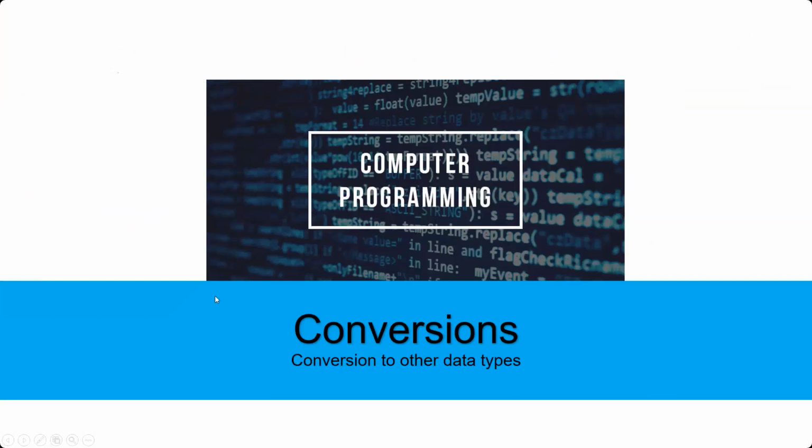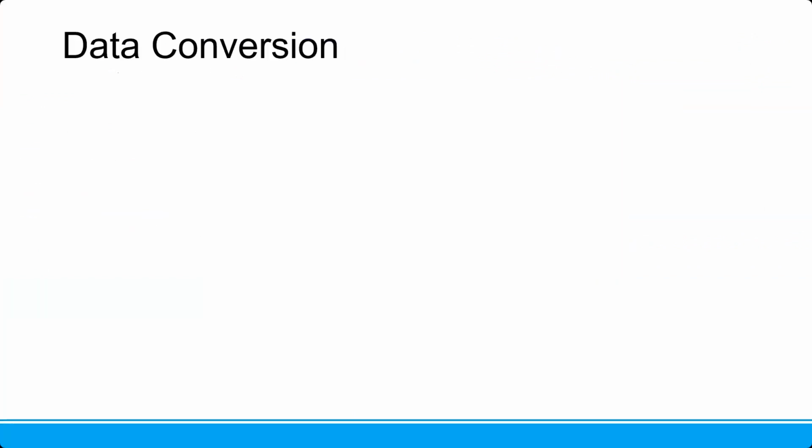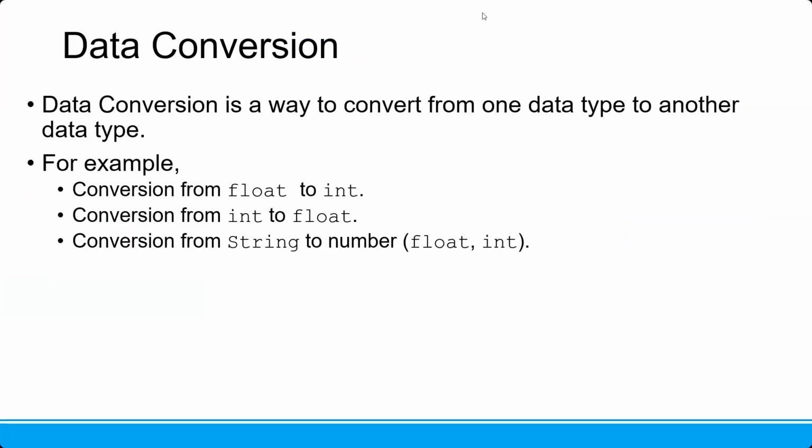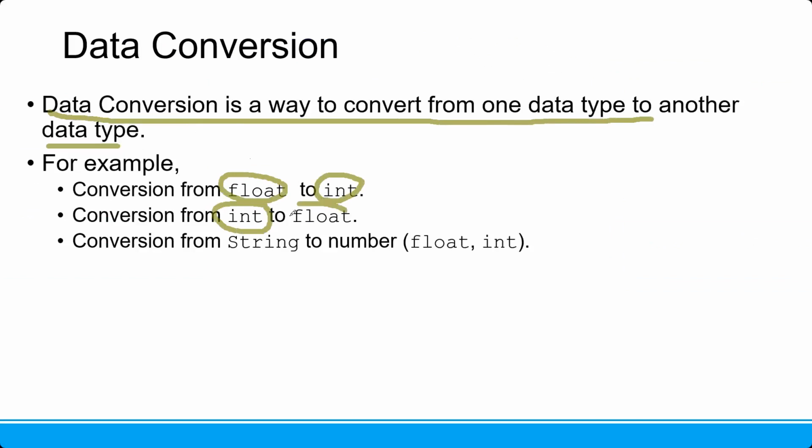Conversions. Conversion means I want to convert from one data to another data. Data conversion is a way to convert from one data type to another data type. I have a float number and I want to change it to integer. Or I have an integer, I want to change it to float. Or I have a string and I want to change to number, which is float or integer. So how can I change it?